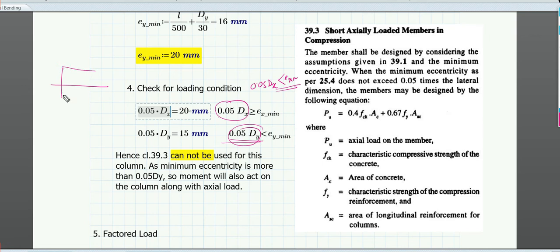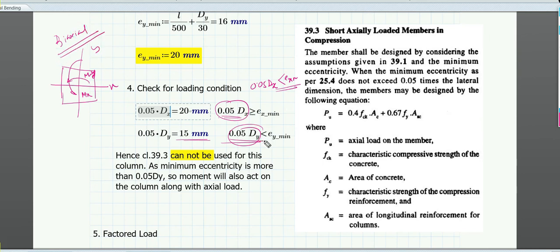That means if this is the column we have, this is x and this is y, now the moment that we are considering about y, this is My, because it is about y. You just think about y, the moment is acting about y. And as per our condition, as 0.05 times dy is less than ey minimum, so My is going to act. If 0.05 times dx is also less than ex minimum, in that case Mx, which is acting about x axis, also should be taken, and then it becomes a biaxial moment problem.